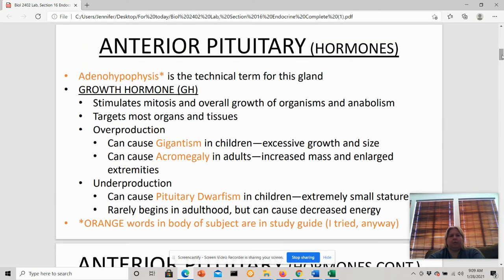Now, the one thing I do want to point out is he, being Dr. O'Connell, has been nice enough to put words in, I can't speak.